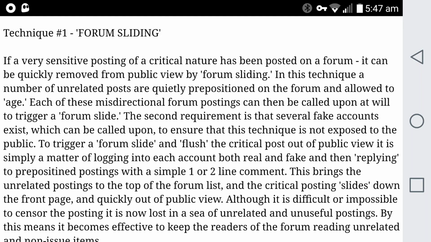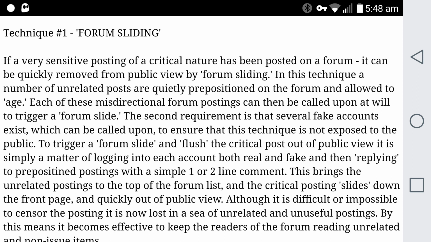If a very sensitive posting of a critical nature has been posted on a forum, it can be quickly removed from public view by forum sliding. In this technique, a number of unrelated posts are quietly pre-positioned on the forum and allowed to age. Each of these misdirectional forum postings can then be called upon at will to trigger a forum slide. The second requirement is that several fake accounts, sock accounts like we see a lot of, exist, which can be called upon to ensure that this technique is not exposed to the public.